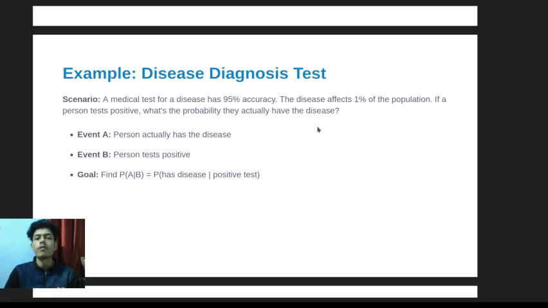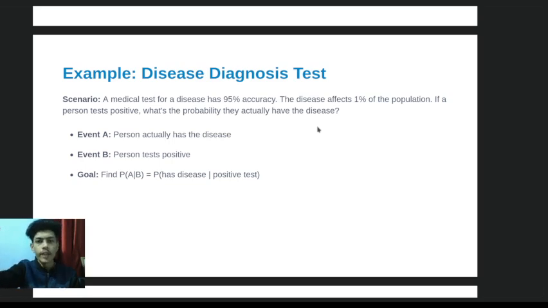Our example is a disease diagnosis test, where the scenario is a medical test for a disease that has 95% accuracy. The disease affects 1% of the population. If a person tests positive, what is the probability that they actually have the disease?